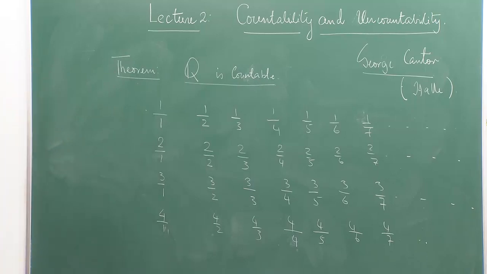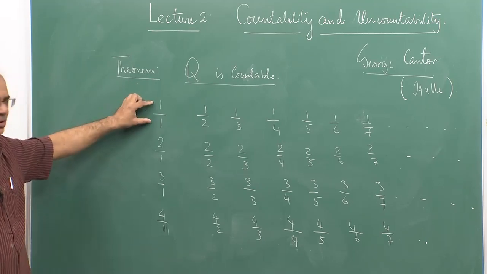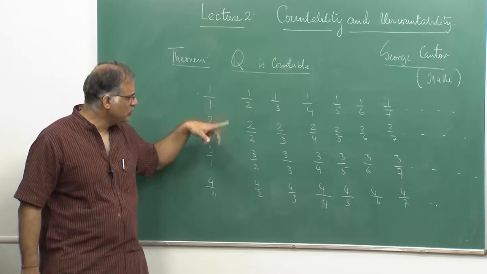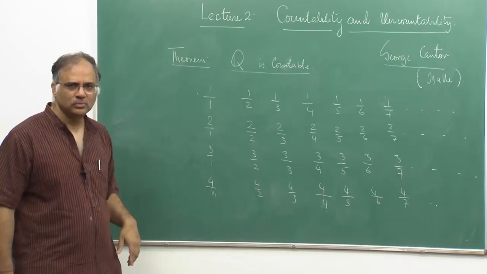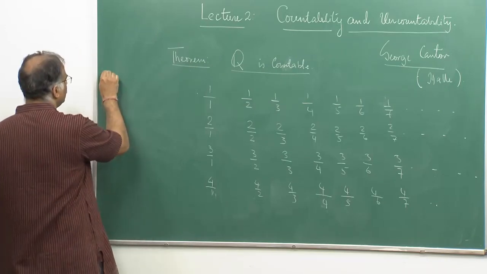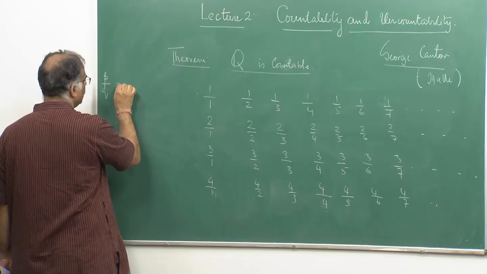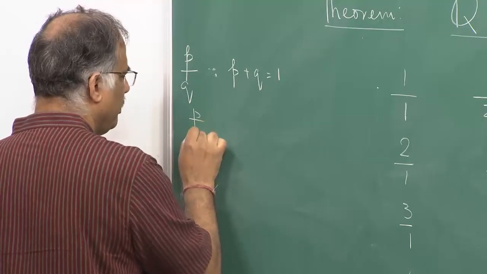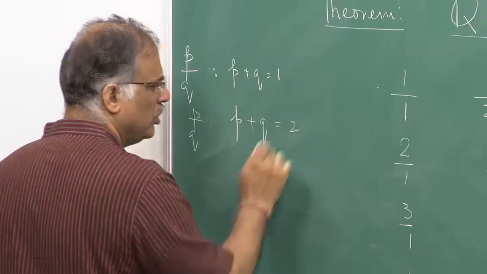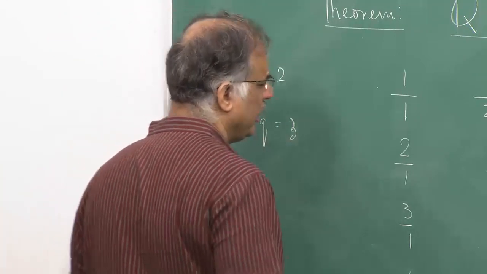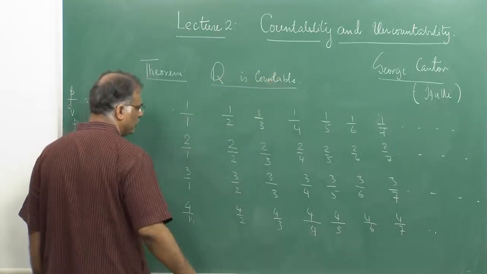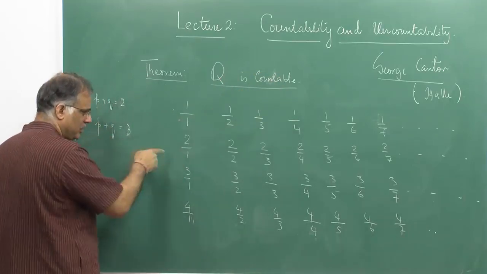So let me see, how would I start doing this job? Let me take the first number, P by Q, and sum these two. 1 plus 1 is 2. Are there any P by Qs where P plus Q is 2? No. So first start with this one. Now look for the cases where P plus Q is equal to 3. Obviously we have taken 0 out. 0 is just like the Hilbert hotel; you can just put in 0, no problem. We start with 1 and the next stoppage is 2 by 1.